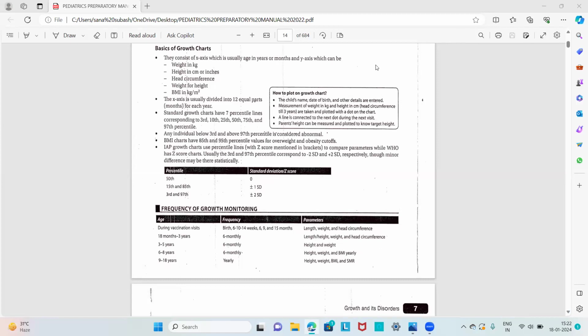Then there is a basic idea of the growth charts: they consist of an x-axis, which is usually age in years or months, and a y-axis, which can be weight in kilograms, height in centimeters or inches, head circumference, weight for height, or BMI in kilogram per meter squared. These are all plotted on the y-axis.